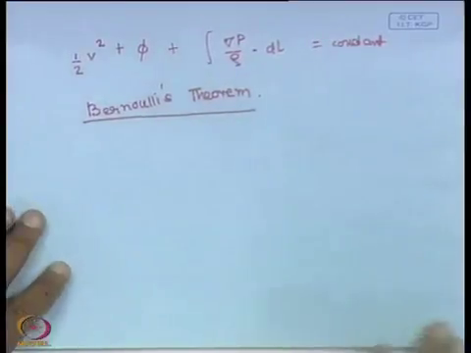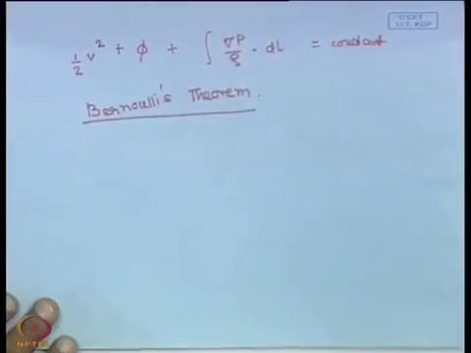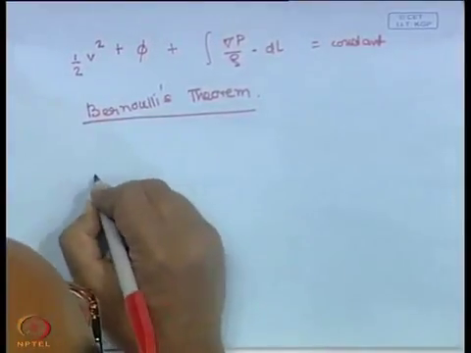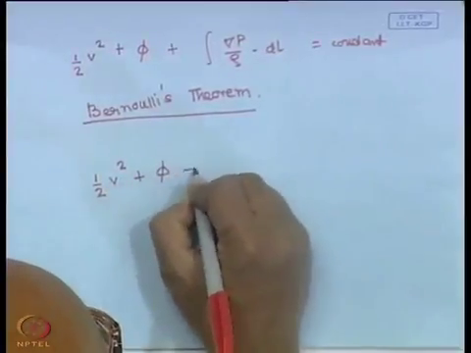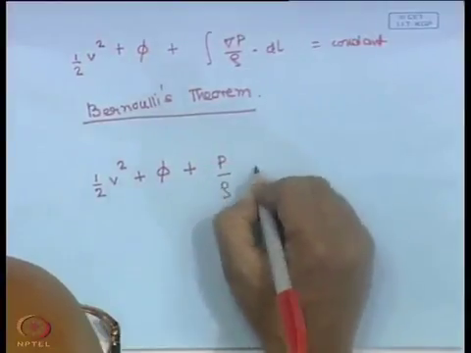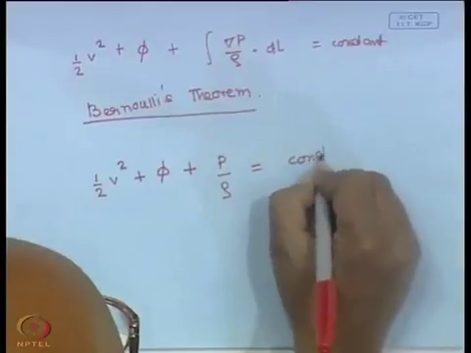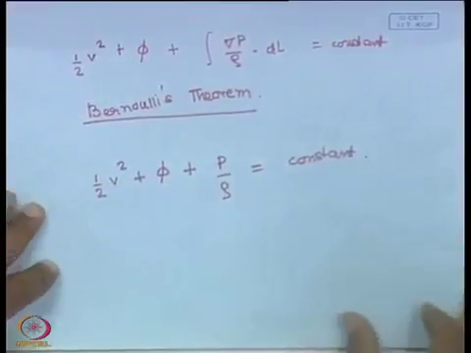And if your fluid happens to be incompressible, the density is the same throughout, then it simplifies even further. What it tells us is that half v square plus phi plus p by rho is a constant, which is Bernoulli's theorem. Let us work out one quick application of Bernoulli's theorem before we end today's lecture.